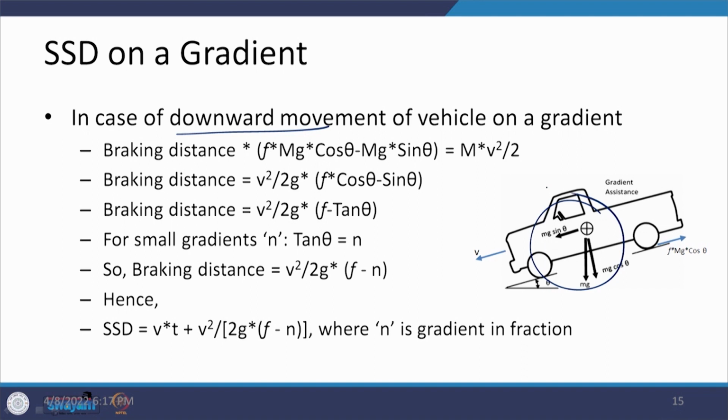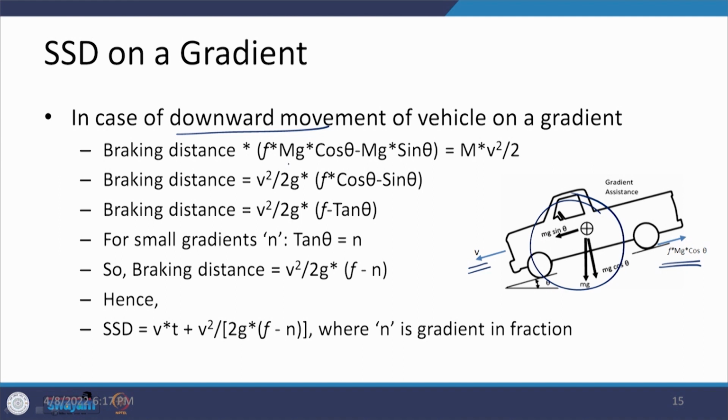Now, let us look for the downward movement. The only difference is that, although mg cos theta will still be perpendicularly downward, mg sin theta has changed direction, and therefore the frictional force is backwards and this is getting reduced from there. So, the frictional force is reducing, and that is the reason the speed keeps increasing when you are going on a downward movement on a gradient.